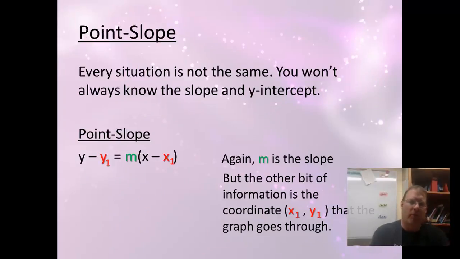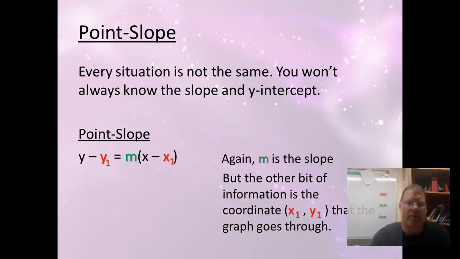Alright, point-slope form. The reason that we have point-slope form is because every situation is not the same. If it were, you would have been done with math probably 5 years ago. Sometimes you're not going to know what the slope or the y-intercept are. Sometimes you're going to know just the slope and another coordinate of the graph, or sometimes you might just know 2 coordinates of the graph.